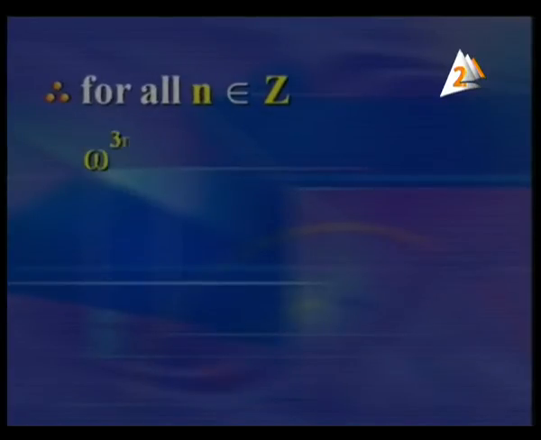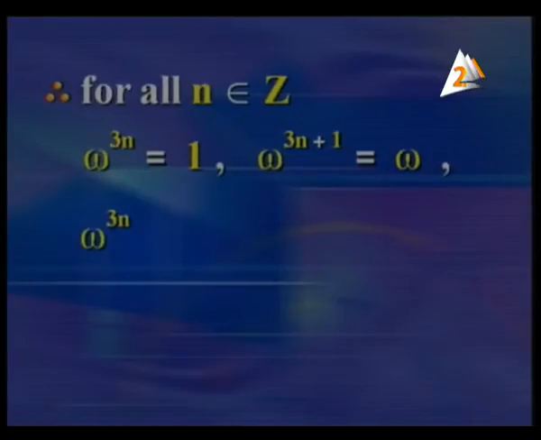For all n belongs to Z, omega power 3n equals 1. Omega power 3n plus 1 equals omega. Why? Because when we find omega power 3n plus 1, we factorize: it equals omega power 3n times omega power 1. Omega power 3n equals 1, and 1 times omega equals omega.